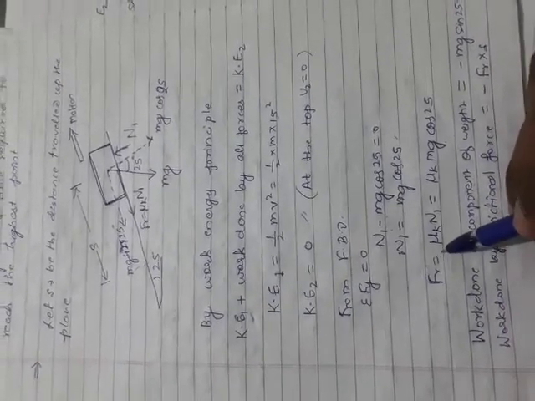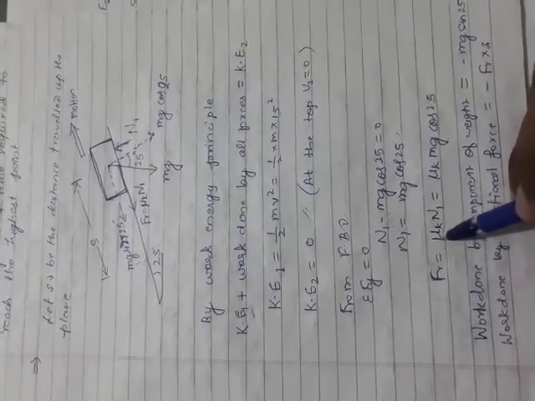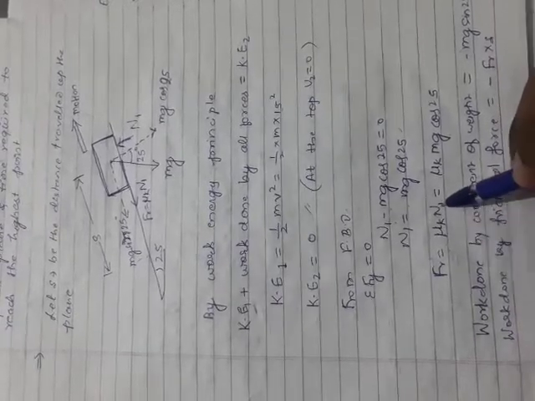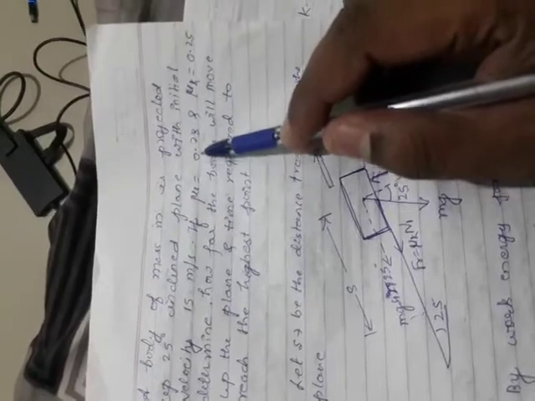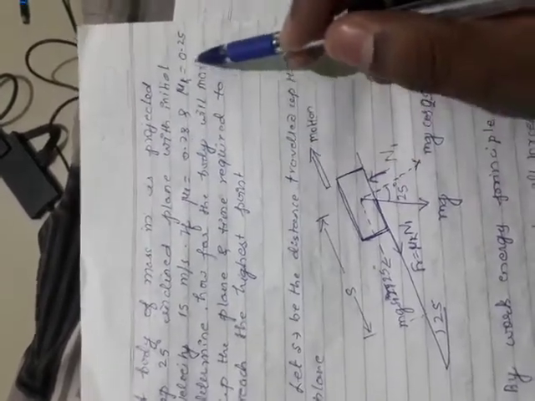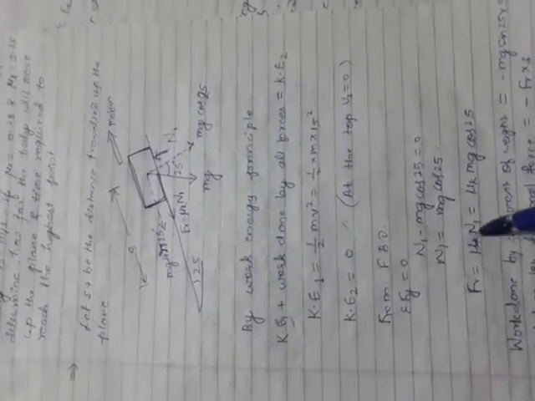Now the frictional force is nothing but mu k into N1. If you see here, you have been given two values of mu, that is 0.28 and 0.25, but the body is in motion. Because of that I am using mu k here. So I will get Fr as mu k mg cos 25.